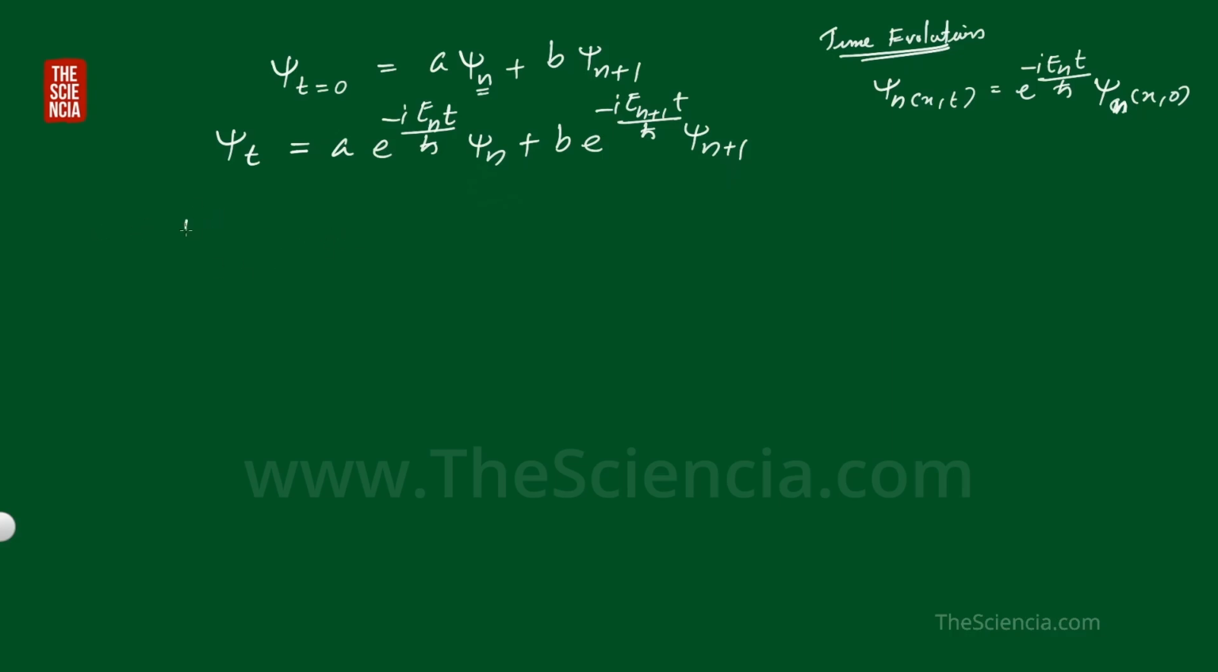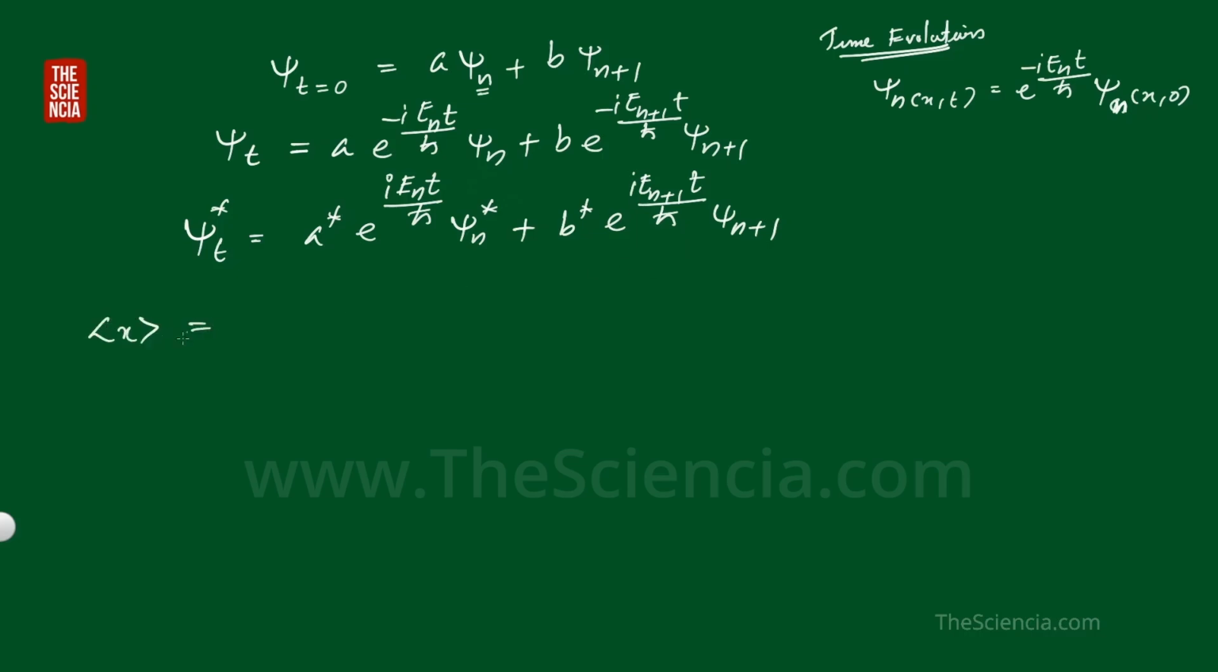Similarly, we can find the conjugate, that is ψ(t)* equal to a* e^(iE_n t/ħ) ψ_n*, that is bra ψ_n, plus b* e^(iE_(n+1) t/ħ) ψ_(n+1)*. Now we have to find the expectation value of x at time t, that is bra ψ(t) x ket ψ(t). This is what we have to evaluate.